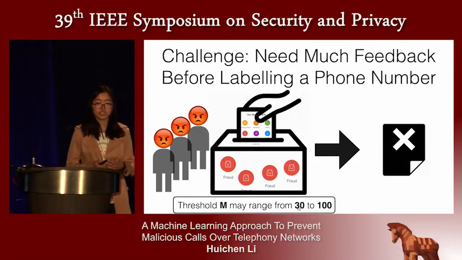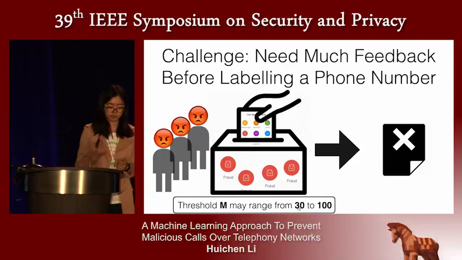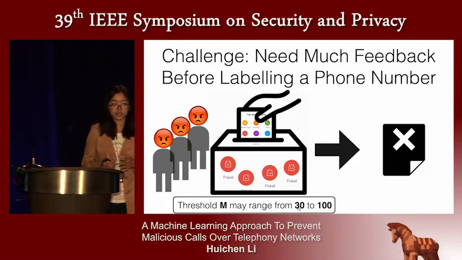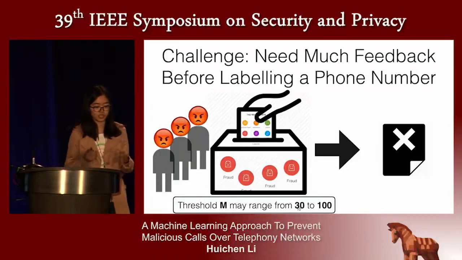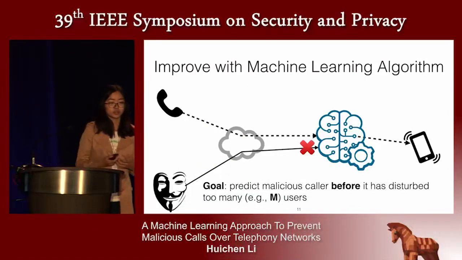So we will need much feedback before we label a phone number as malicious. And here, this threshold m may range from 30 to 100, so there will be 30 to 100 unblocked malicious calls. So we would want to improve this with a machine learning algorithm, and we want to predict malicious calls before it has disturbed too many users.